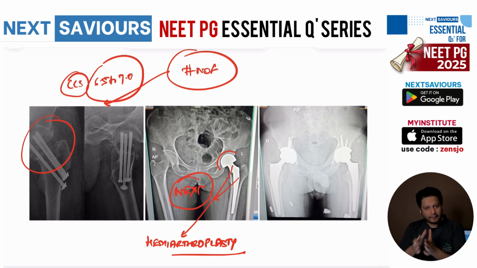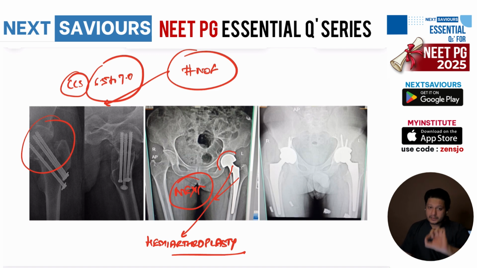So obviously, when the patient is of an older age group, like 60 years, 65 years, 55 years, where fracture neck of femur is more common, then in that case, instead of going with the fixation, you can go with the replacement, because it decreases the possibility of secondary complications related to the fixation devices.